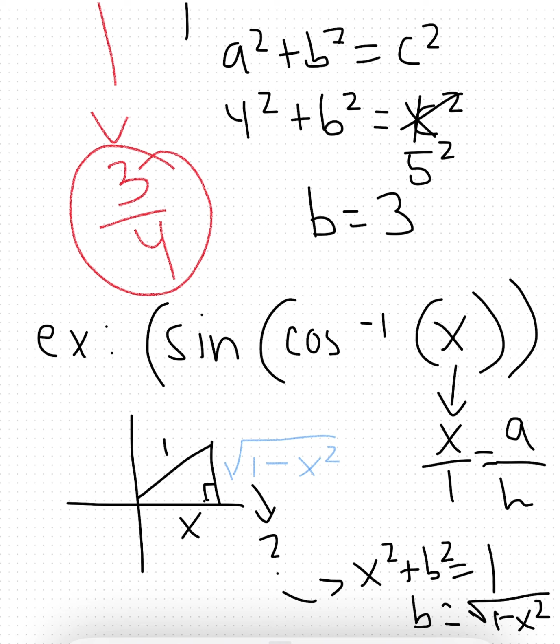And now we have to find the sine of this angle. So remember, the angle we are basing this off of is this. So sine would be opposite over hypotenuse. So the answer would be the square root of 1 minus x squared over 1. So this is the answer to this composition.